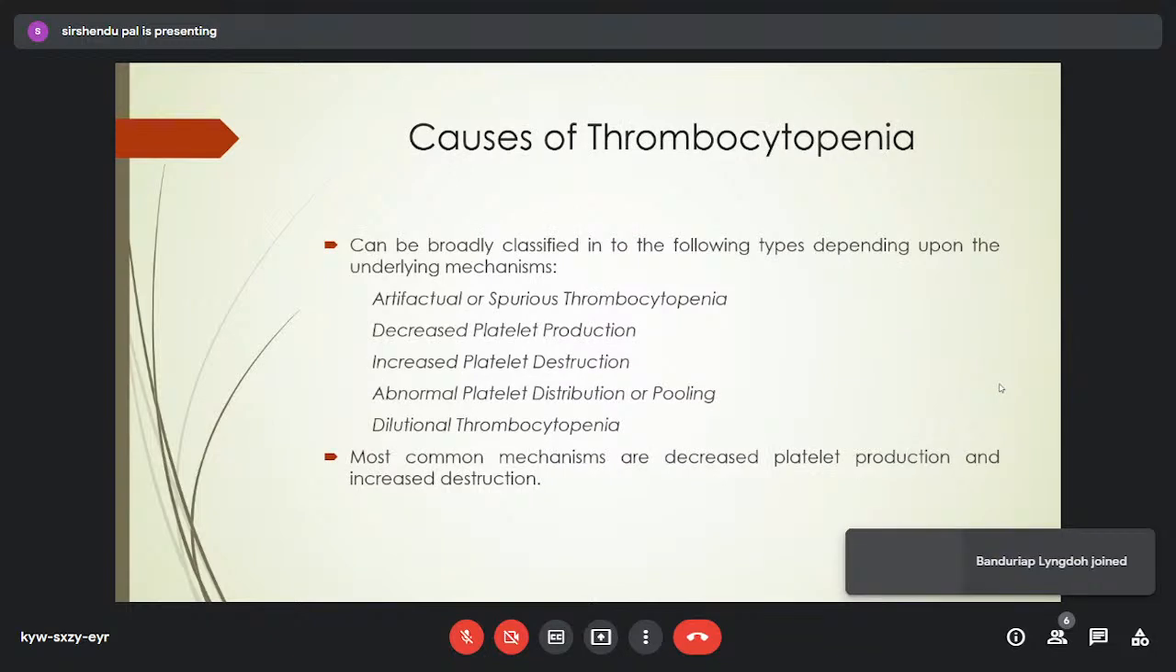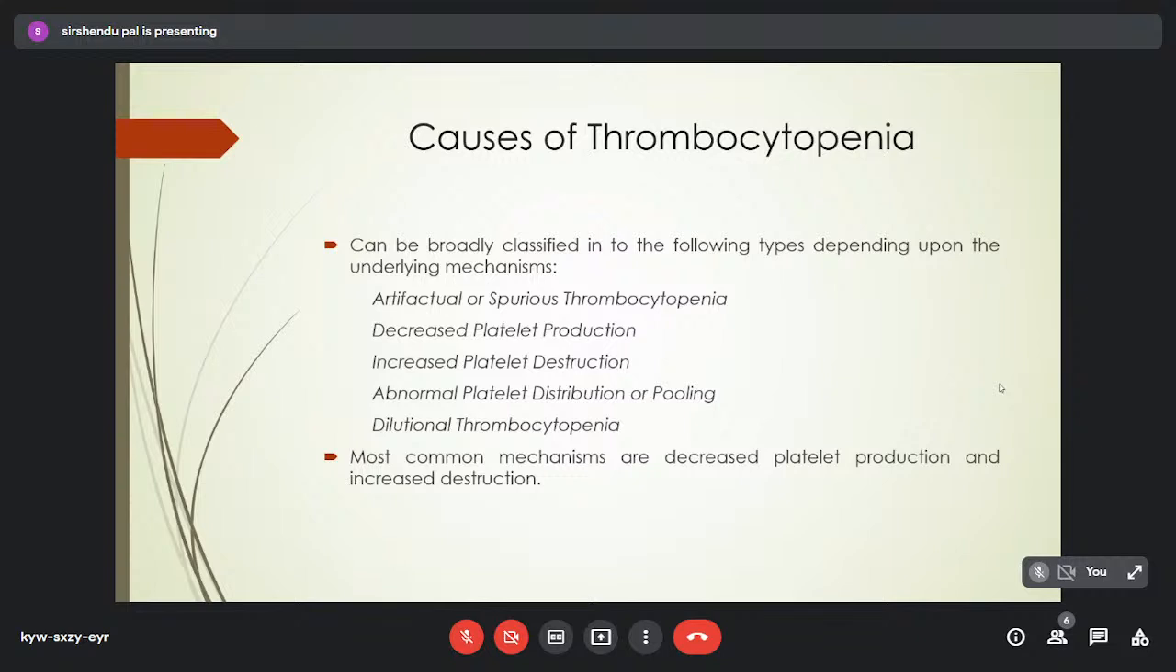Now coming to the causes of thrombocytopenia. Thrombocytopenia can be broadly defined depending upon the underlying mechanism. It may be either artifactual, or it can occur as a result of decreased platelet production or increased platelet destruction. There may be abnormal platelet distribution or pooling, which is known as distributional thrombocytopenia. Last but not the least is dilutional thrombocytopenia, which occurs after massive blood transfusion.